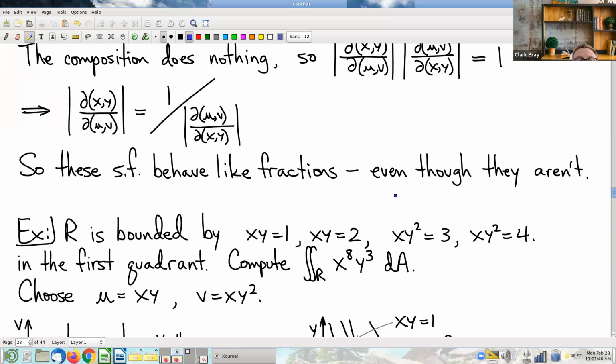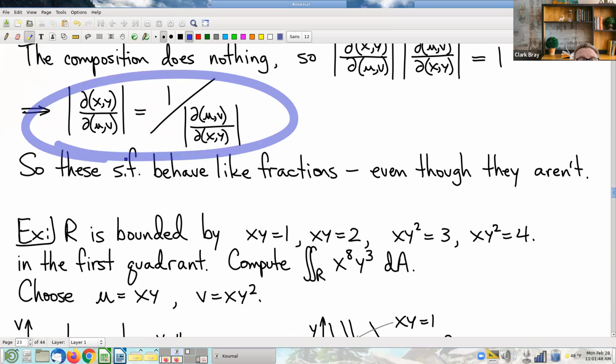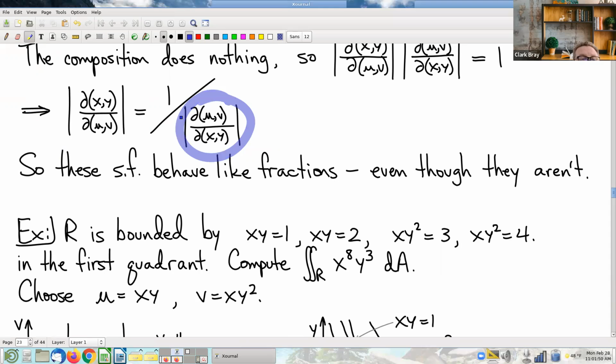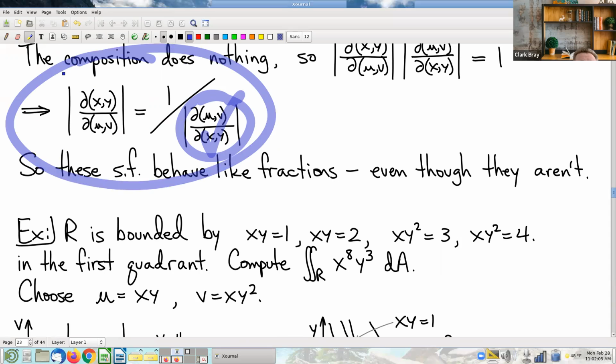In some sense, the punchline is this right here. If you've got your change of variables function going backwards, okay, compute the stretching factor backwards. Fine, it's backwards. Sure, go ahead and compute that stretching factor. And just take the reciprocal, and that'll give you the stretching factor going the other way.